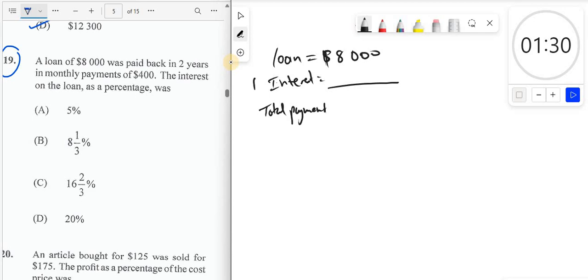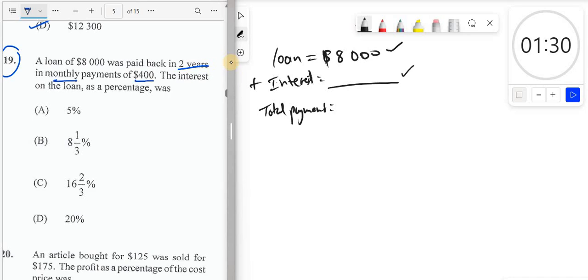You have to pay back the loan, but you're paying some extra dollars for borrowing the money. That's how they make a profit. Whoever you're borrowing the money from is going to make a little profit. They call it interest. So what's the total payment? Well, here's how it works. They're saying here that you're paying $400 monthly for 2 years. So how many months do we have in 2 years, guys? Well, it's 12 months per year, and this is 2 years, so it would be 24 months.